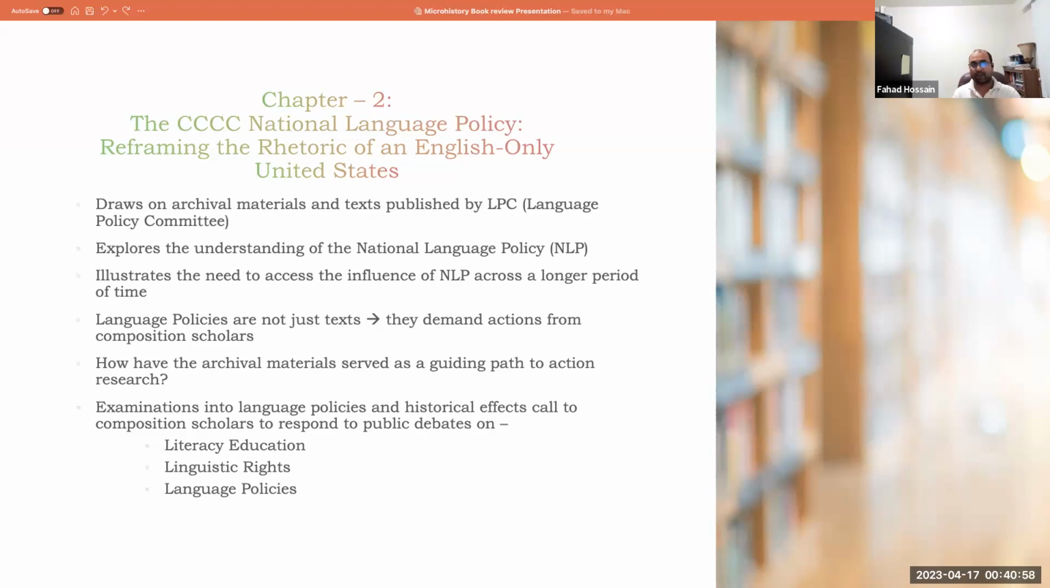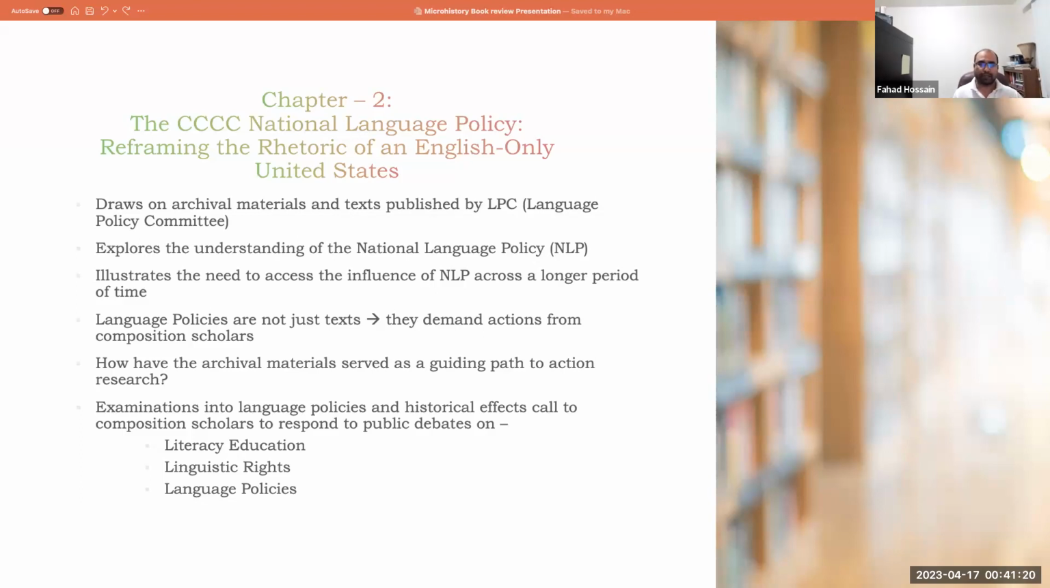which are different documents drafted in different eras, and also comparing them with the secondary materials. In this case, secondary materials are different reactions to the different policies, reactions from teachers, reactions from different professionals, reactions from the common public, or different educators.